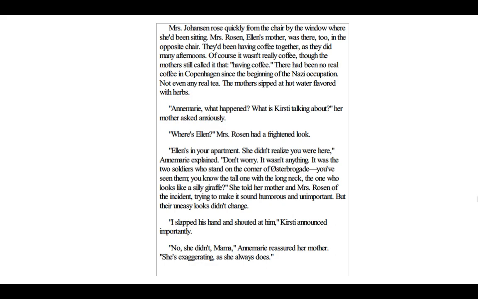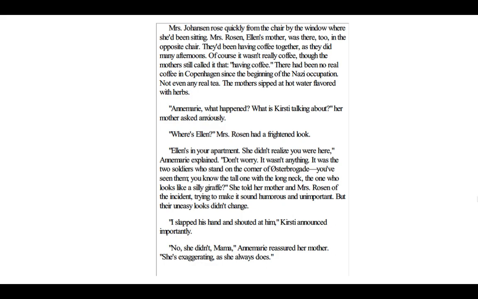Mrs. Johansson rose quickly from the chair by the window where she'd been sitting. Mrs. Rosen, Ellen's mother, was there too in the opposite chair. They'd been having coffee together, as they did many afternoons. Of course, it wasn't really coffee, though the mothers still called it that, having coffee. There had been no real coffee in Copenhagen since the beginning of the Nazi occupation. Not even any real tea. The mothers sipped at hot water flavored with herbs.